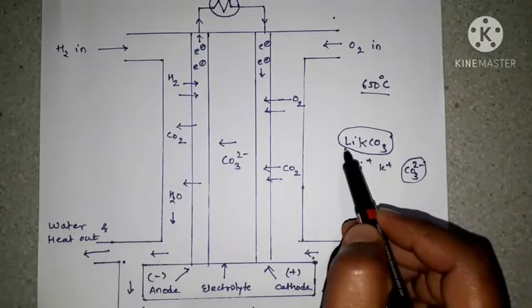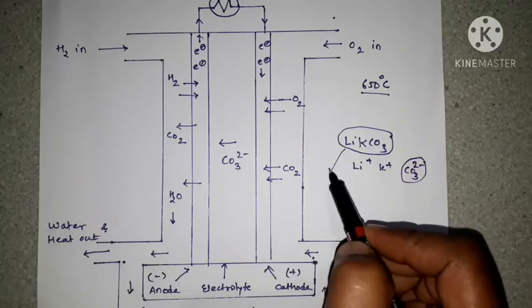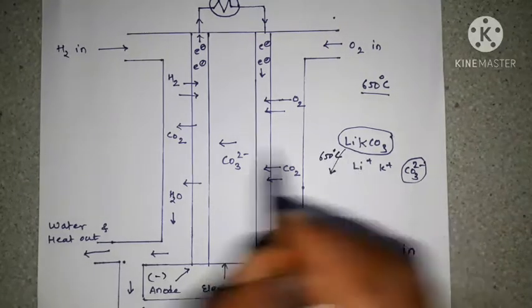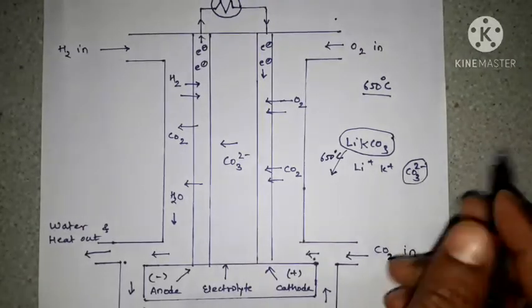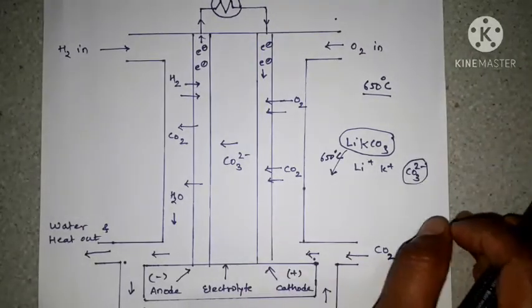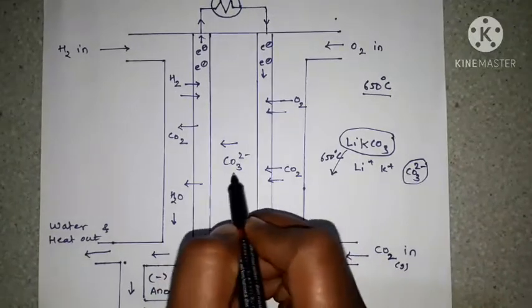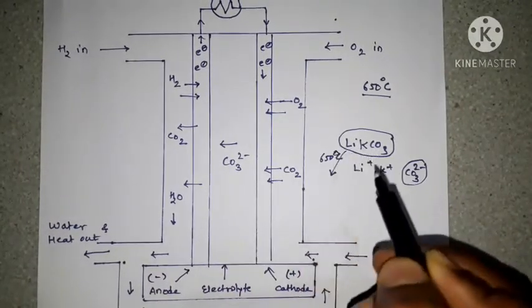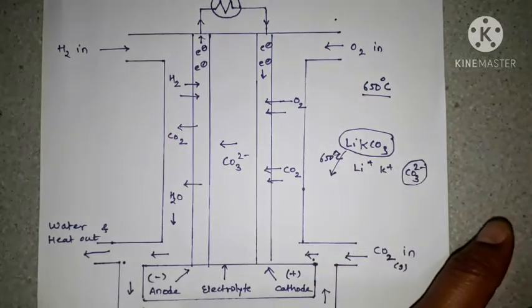Then the next point is this salt liquefies at higher temperature. That means the lithium potassium carbonate salt is liquefied at 650 degrees Celsius and hence allows movement of charge within the cell. That means this carbonate ion is generated when a temperature of 650 degrees Celsius is provided.